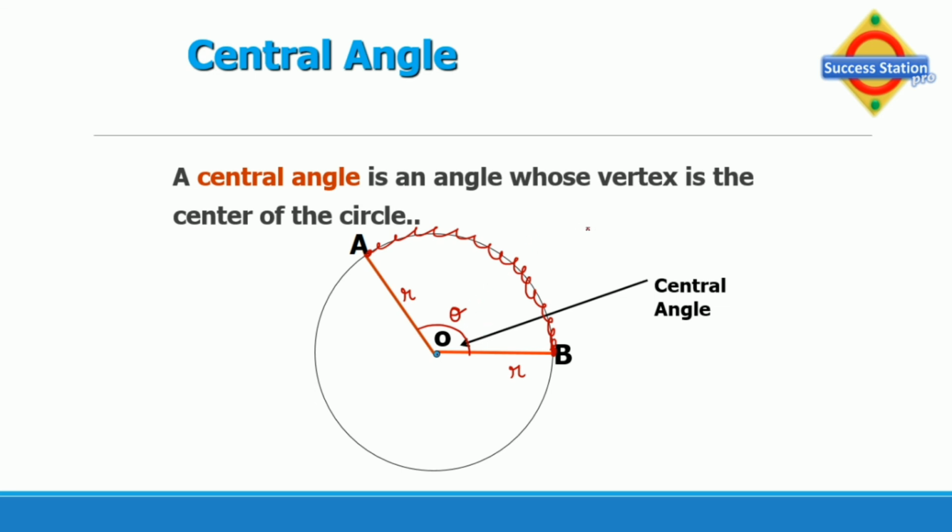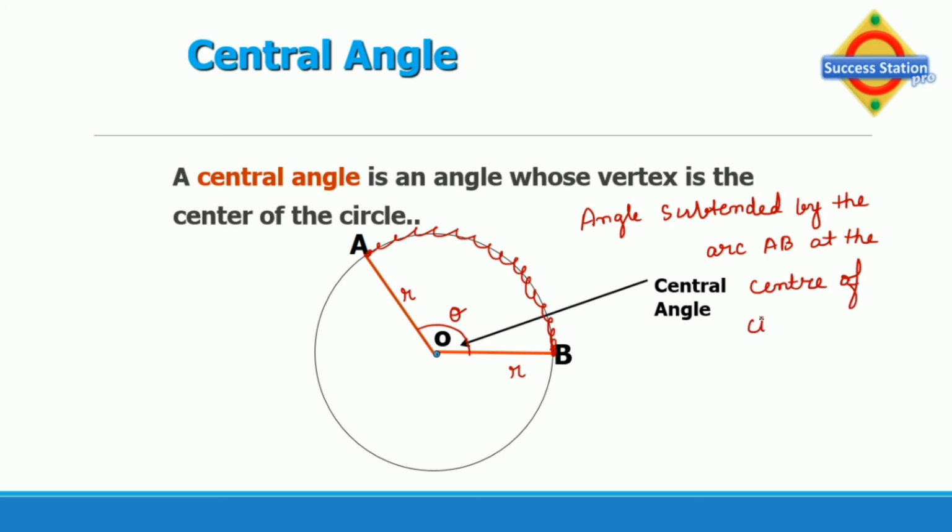Also a word used for it is the angle subtended by the arc AB at the center. Angle subtended by the arc AB at the center of the circle, right? You can also say this. So this is what the central angle is.